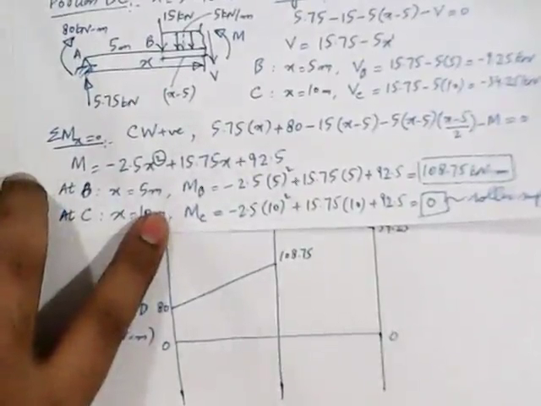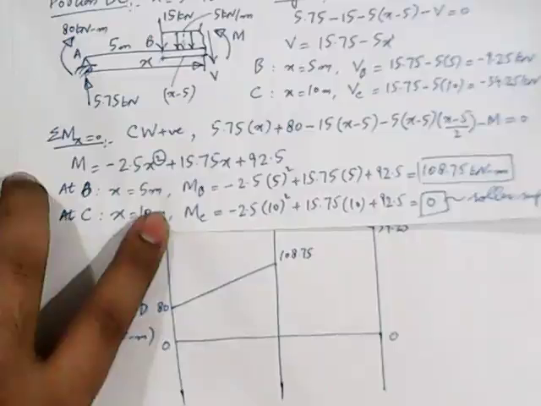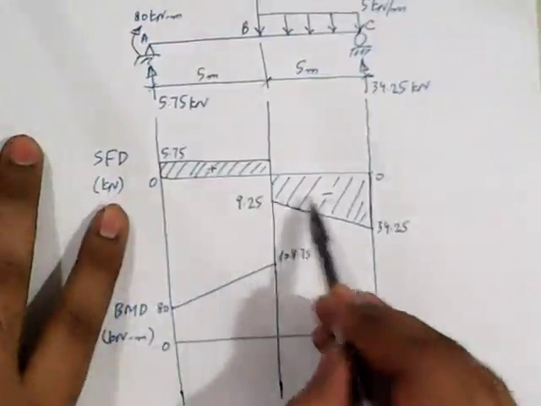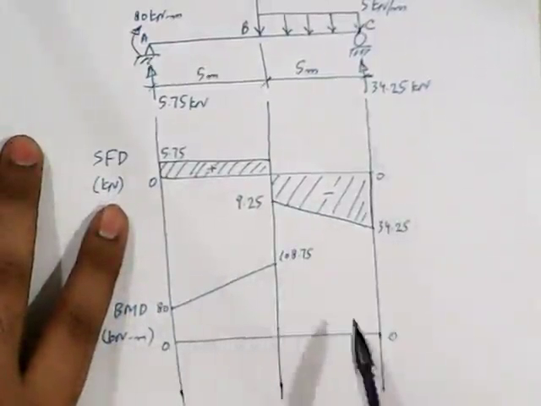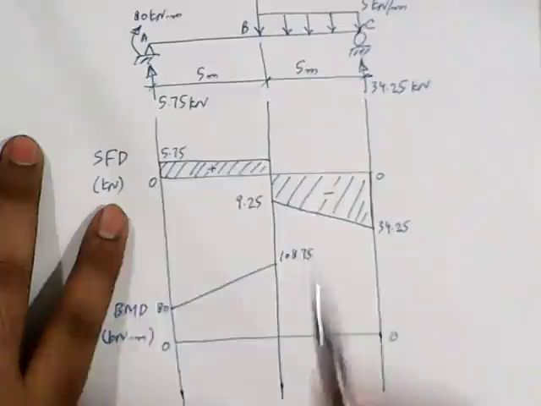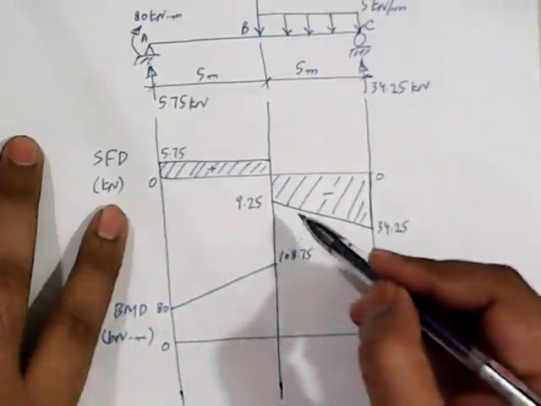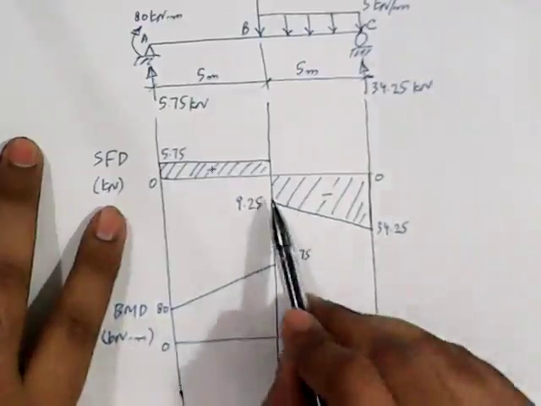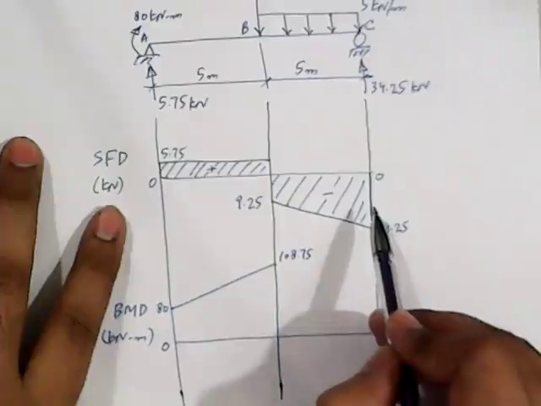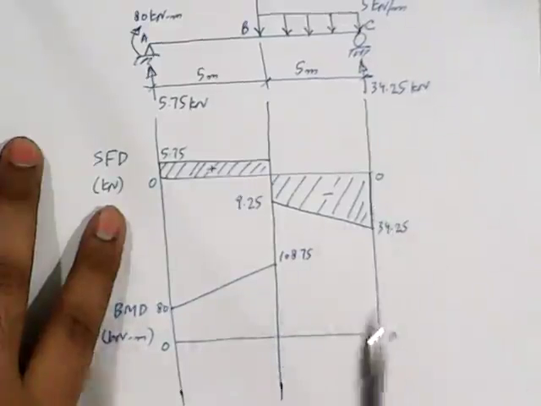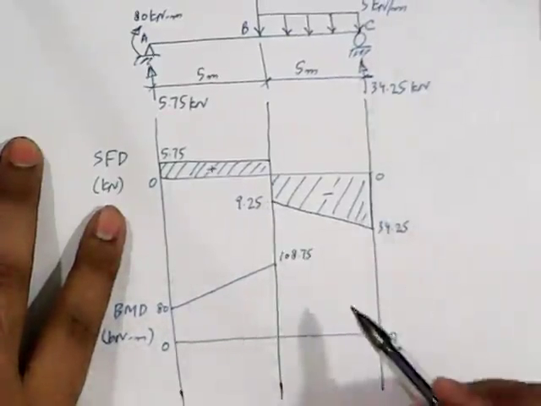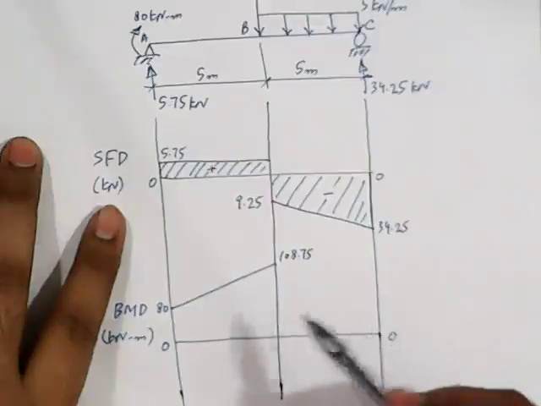So for the second degree line, the next question is whether it should be convex up or concave up. For that, we will have to look at the magnitude of the shear force diagram. If the magnitude of the shear force diagram is increasing, then the slope of the bending moment diagram should also be increasing. And if the magnitude is decreasing, then the slope should also be decreasing. From point B to point C, I'm talking about the absolute value, the magnitude of shear force is increasing. It means that the slope of the bending moment diagram should also be increasing.